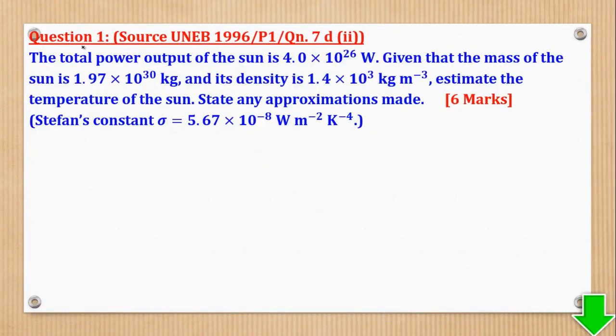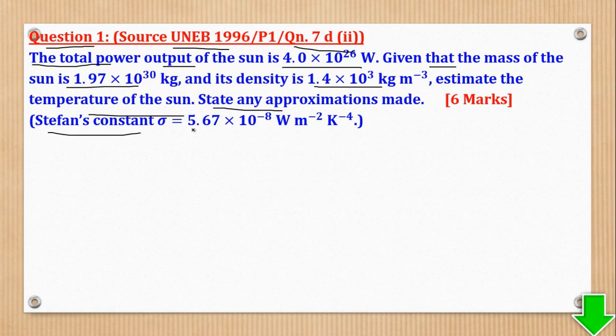So with that, let us go through some of the questions to easily memorize that formula. Question 1 came from UNEB 1996, paper 1, question 7D, Roman 2, and it says the total power output of the sun is this. Given that the mass of the sun is this and its density is this, estimate the temperature of the sun and state any approximations made. So Stefan's constant is always a constant and it is given, which is that.